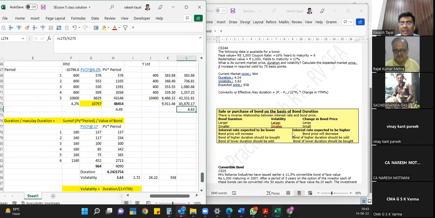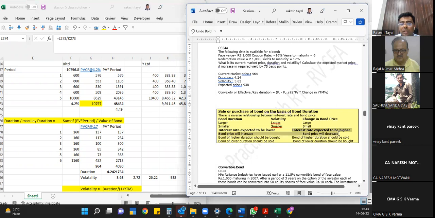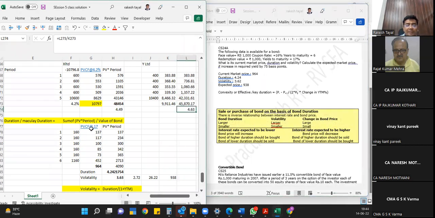Is this concept clear? इंटरेस्ट रेट जितना ज्यादा होगा बॉन्ड प्राइस उतना कम हो जाएगा. इंटरेस्ट रेट, एक्सपेक्टेड इंटरेस्ट रेट, नॉट द कूपन रेट. This is the expected interest rate. तो यह 17% अगर 18 होता है तो मेरा वैल्यू ऑफ बॉन्ड कम हो जाएगा.